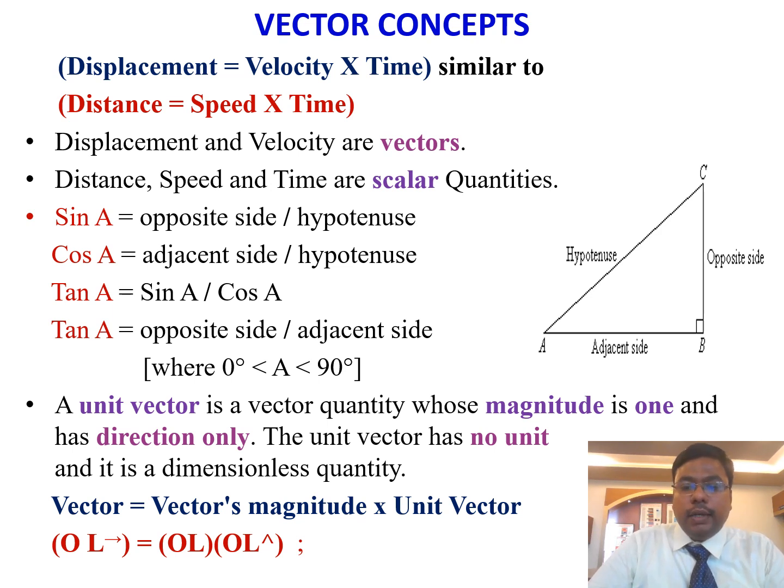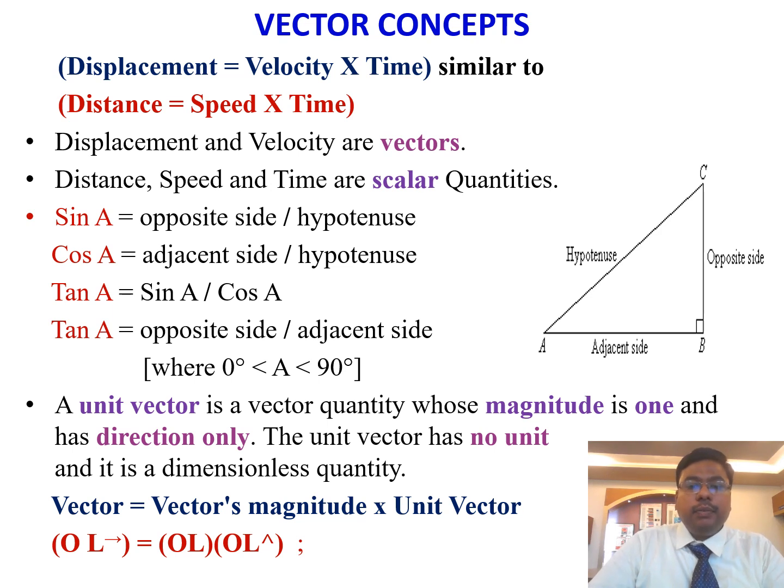So in a right angle triangle, the side opposite the 90 degrees is the hypotenuse. These are the known trigonometric relations. Sin theta is equal to opposite side divided by hypotenuse. Cos theta is equal to adjacent side divided by hypotenuse. Tan theta is sin theta divided by cos theta. So tan theta is equal to opposite side divided by adjacent side.